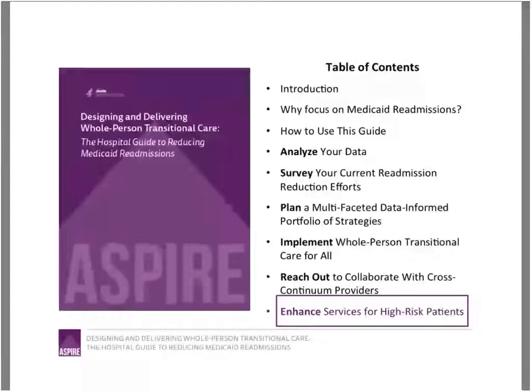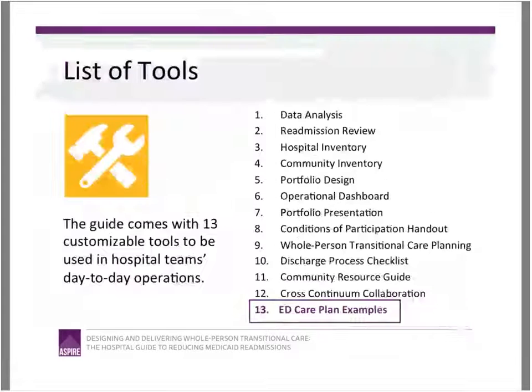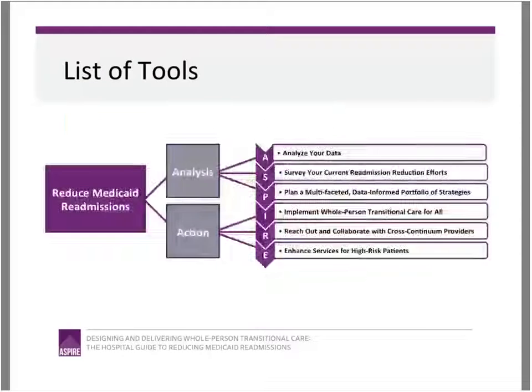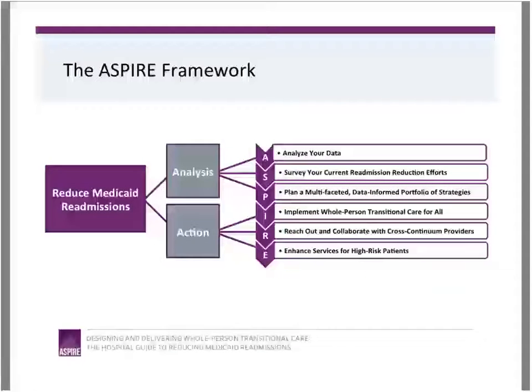By way of orientation, this is the Hospital Guide to Reducing Medicaid Readmissions, and we are talking today about Chapter 6, Enhancing Services for High-Risk Patients. Associated with this content is Tool 13, the Emergency Department Care Plan Example Tool. To remind listeners, the Hospital Guide to Reducing Medicaid Readmissions is based on the ASPIRE framework.